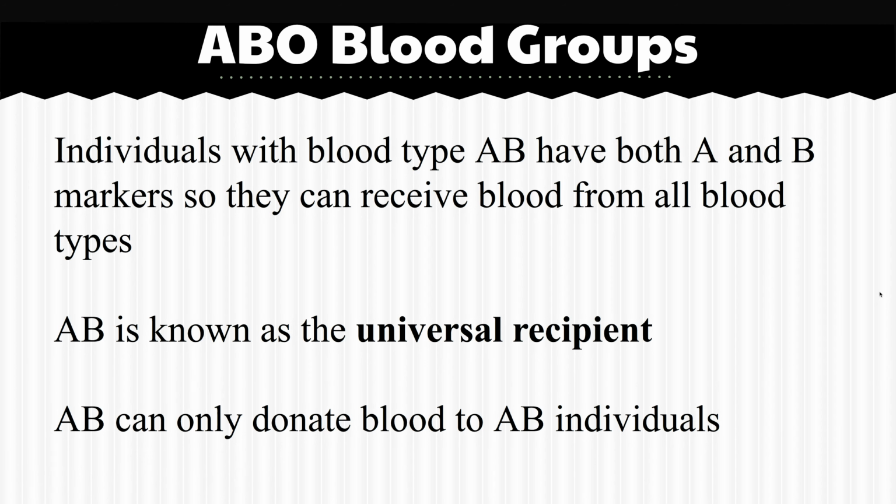So individuals with blood type AB, since they have both markers, don't have any antibodies, so they can receive any type of blood, all blood types. So the AB is known as the universal recipient. But when they donate blood, they can only donate to other individuals that have AB because they have both markers on them.